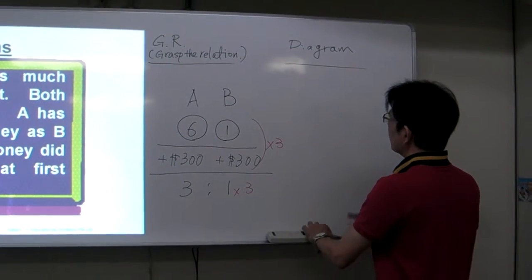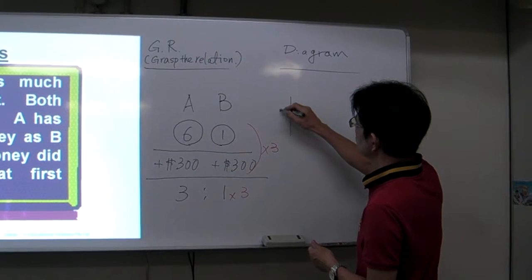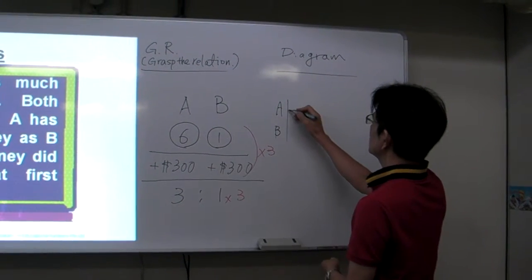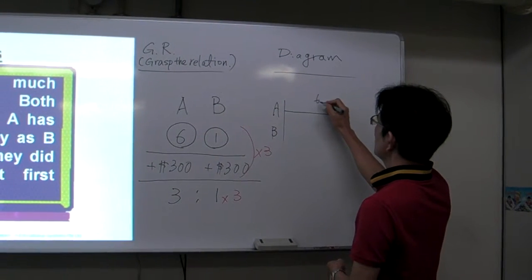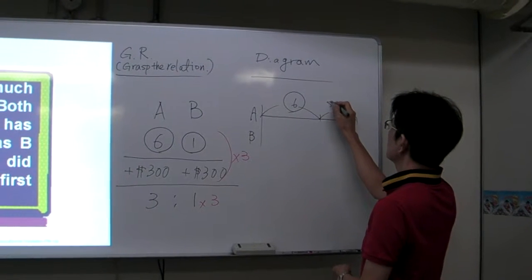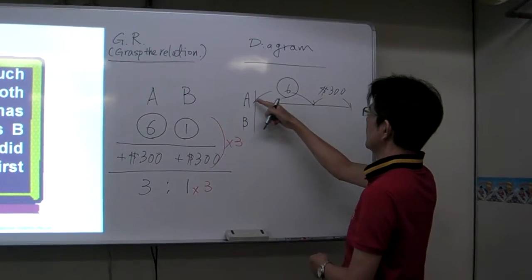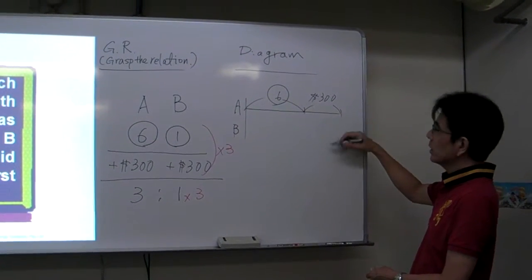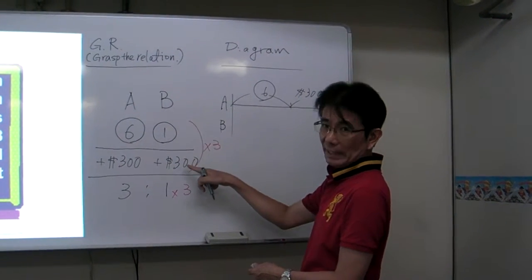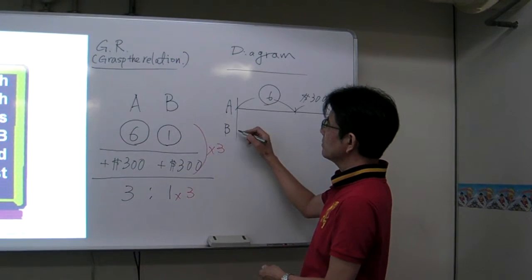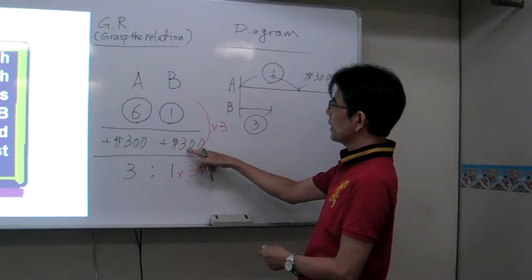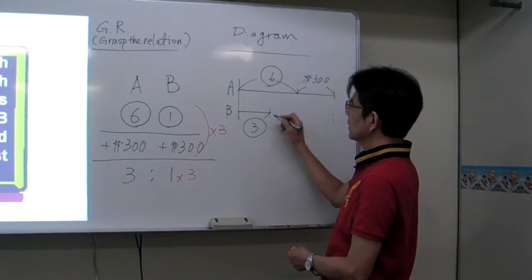Now you start drawing the diagram to compare their money each. At first, Mr. A's money is 6 circles. Later on, plus $300. So finally, this whole line means Mr. A's money now. This must be equal to 3 times everything of B. 3 times 1 gives you 3 circles. Also, you have to add 3 times 300, which gives you 900.